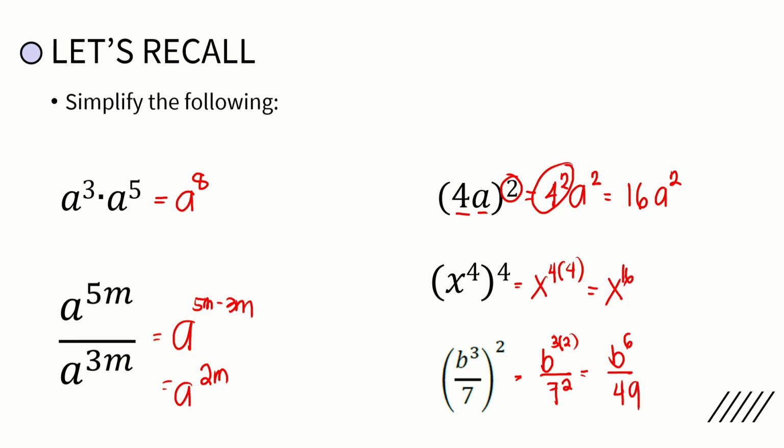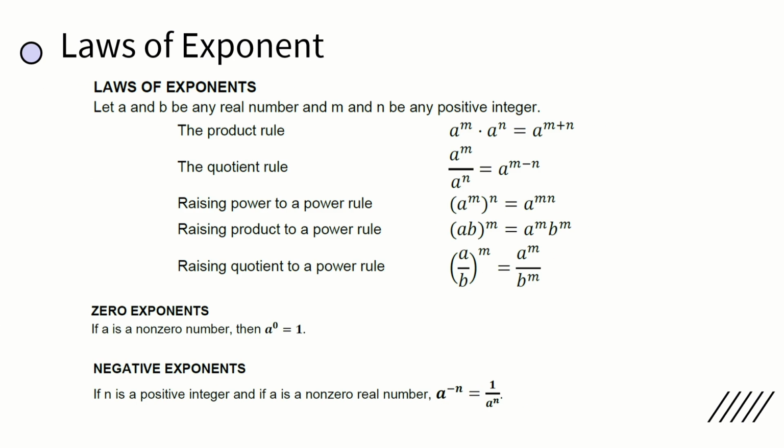Okay, so there you have it. I hope you remember the different laws of exponent we discussed in our previous lesson. This time we're going to apply these laws in simplifying negative and zero exponents. Here are the different laws of exponent we already discussed in our previous lesson.